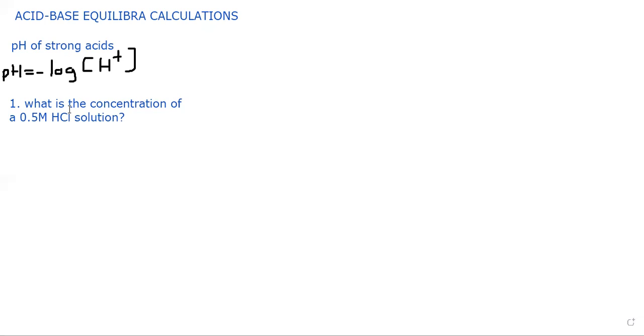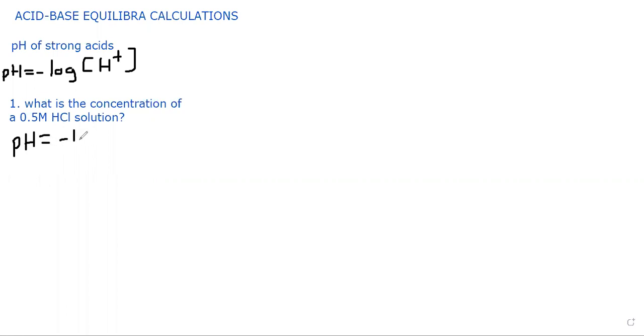whatever the concentration of a strong acid, that is also the concentration of your hydrogen ions. And that is because strong acids completely ionize in solution. So any amount of HCl is there, that's the concentration of hydrogen ion. So once it's a strong acid, you just go straight to the formula.